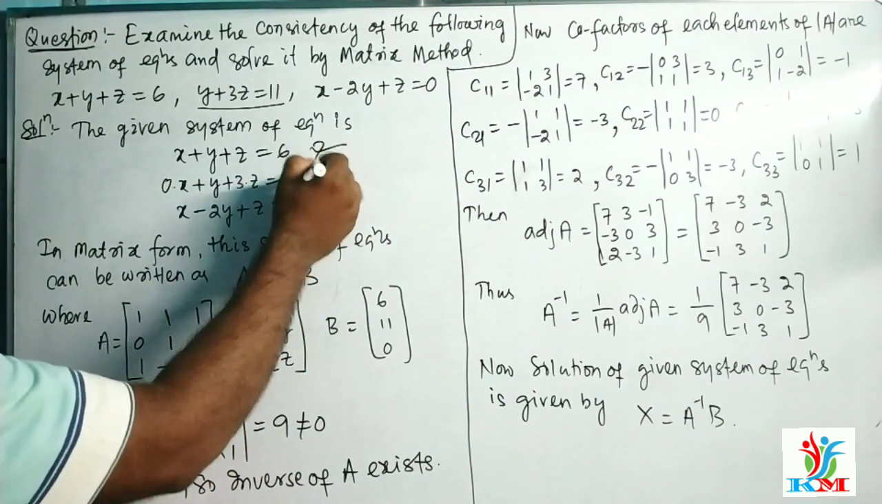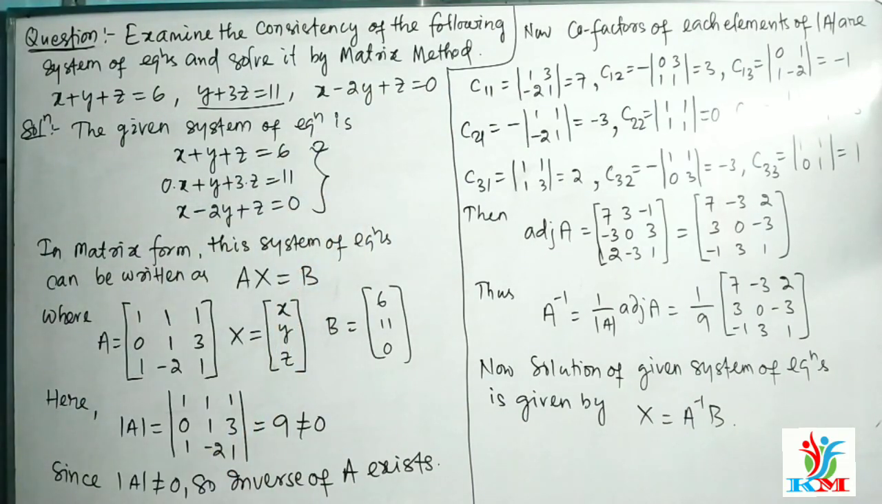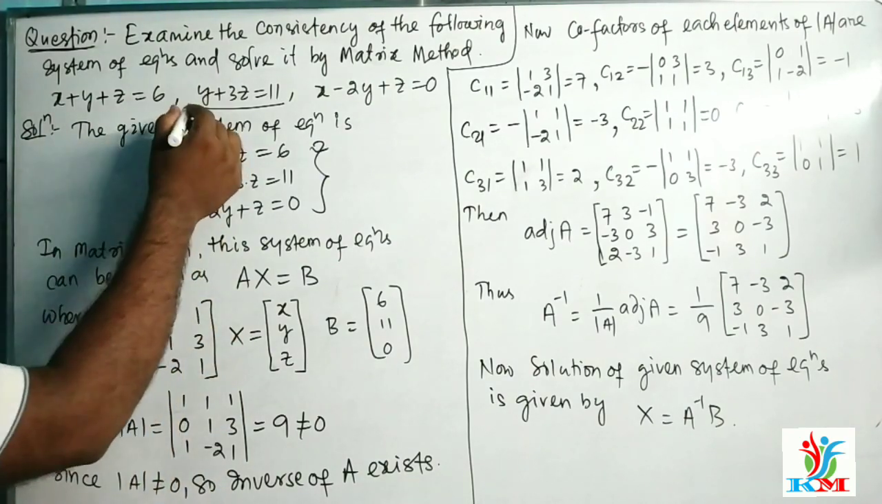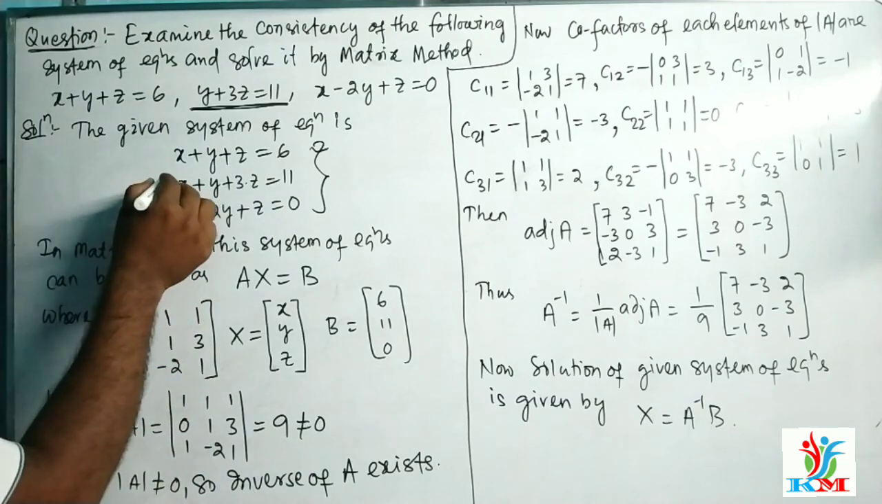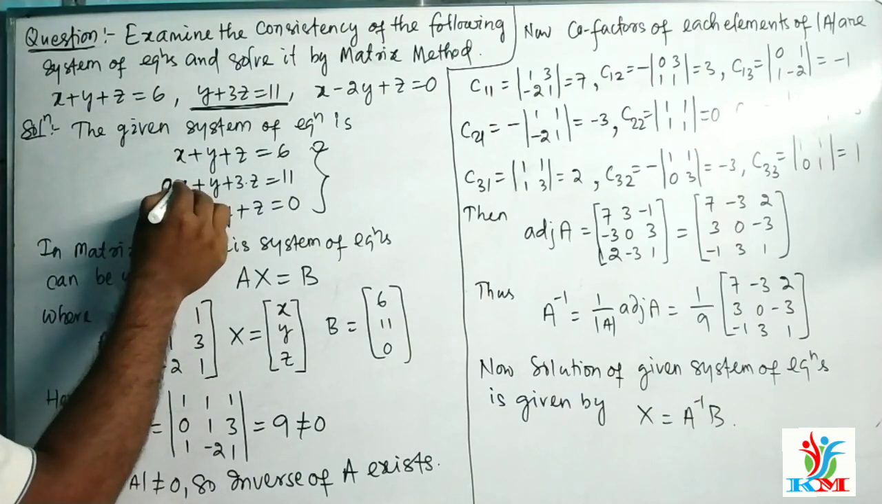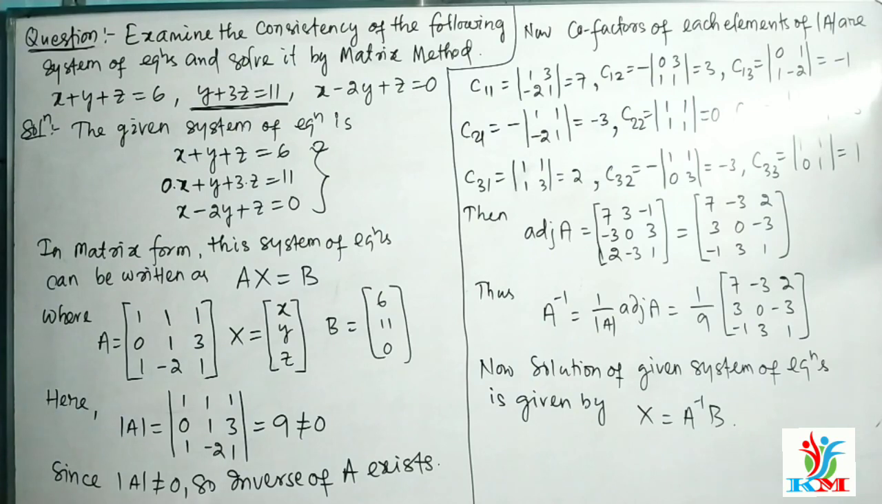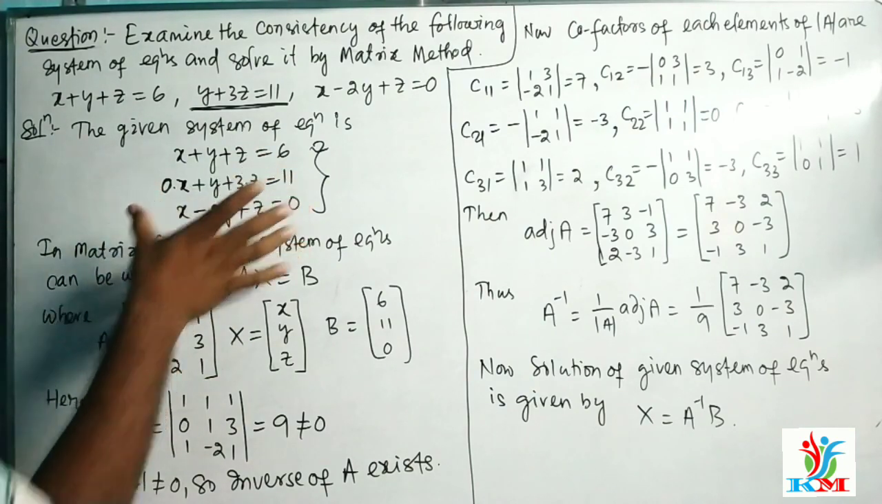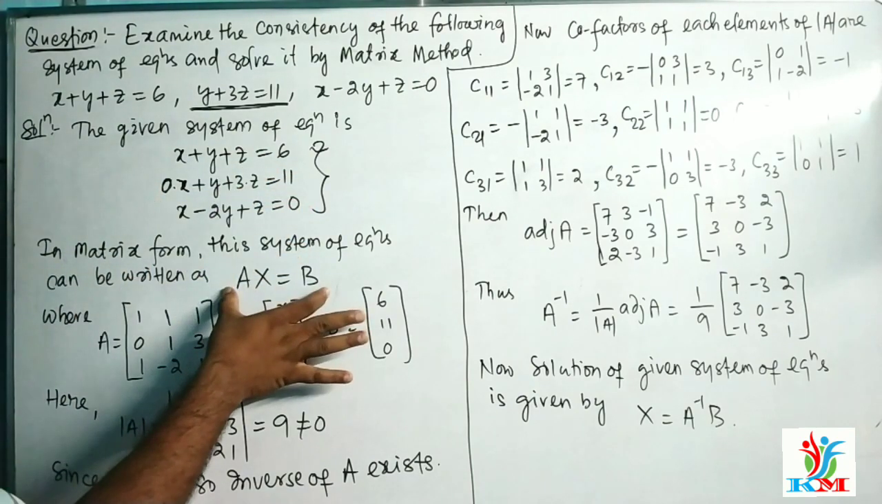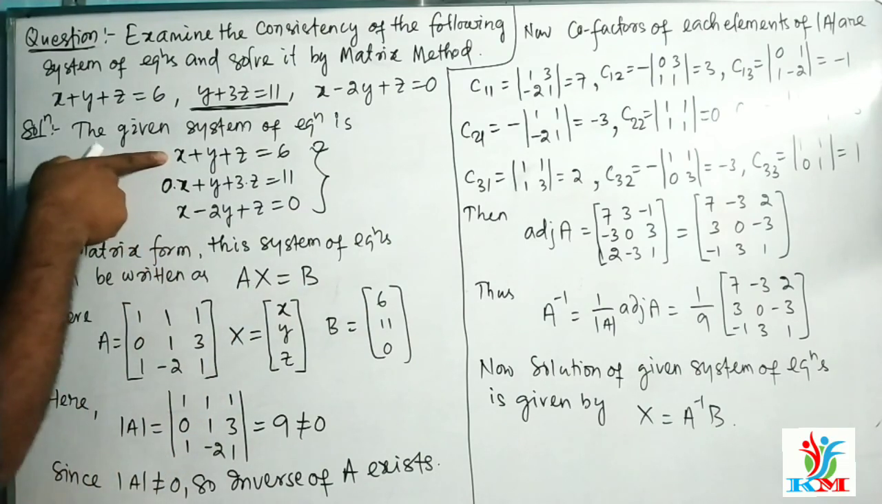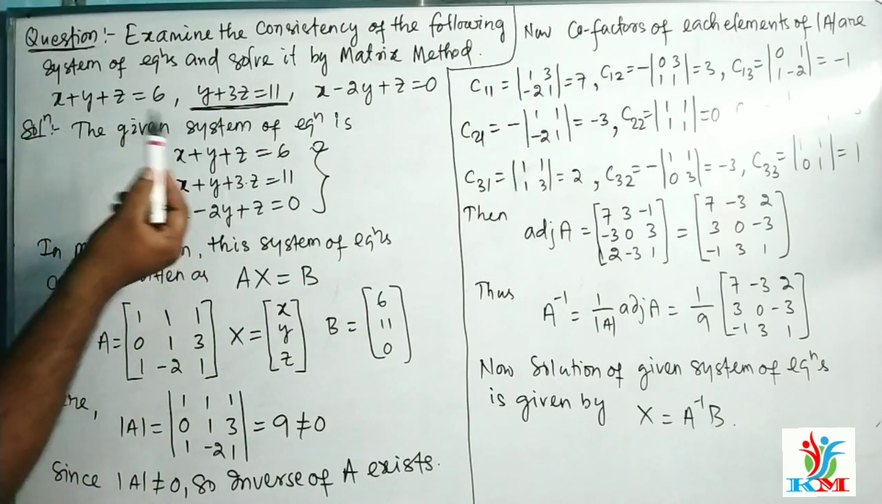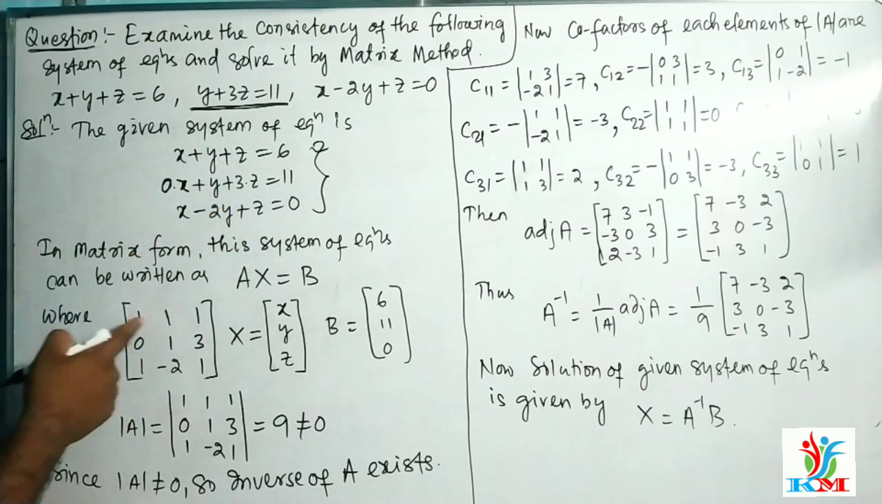Here we write all these three equations. Look at here. In the second equation, the x term is absent, so here we write 0 times x. So this system of equations can now be written in the matrix form as Ax equal to B, where A is the coefficient matrix. Look at here, the coefficient of x equal to 1, the coefficient of y equal to 1, and of z equal to 1, so 1, 1, 1.